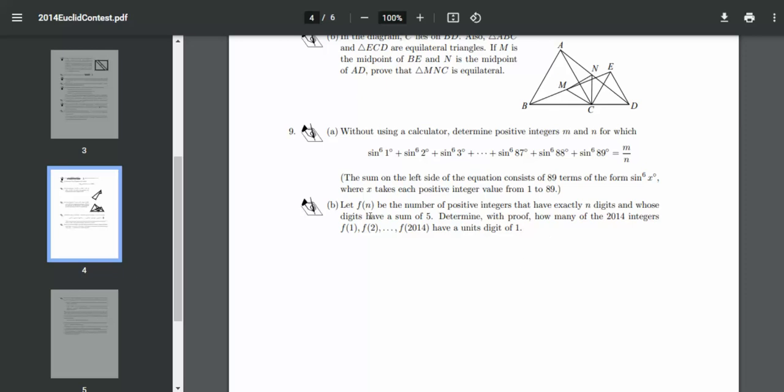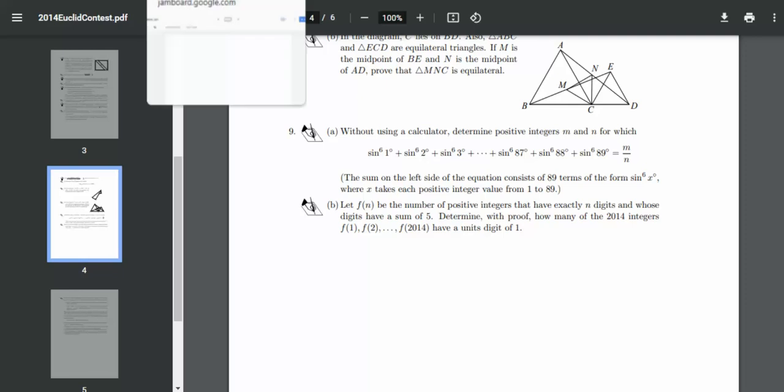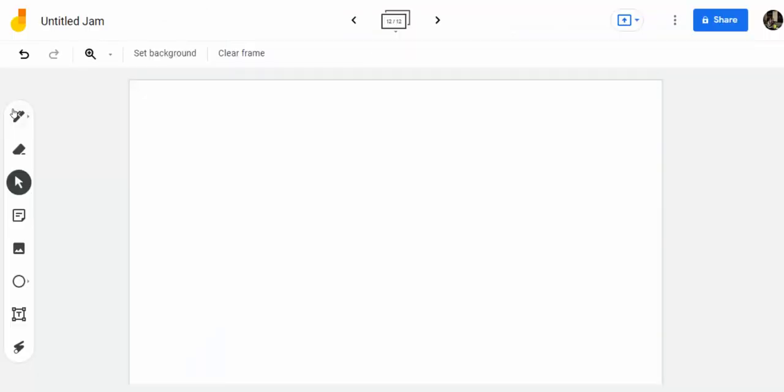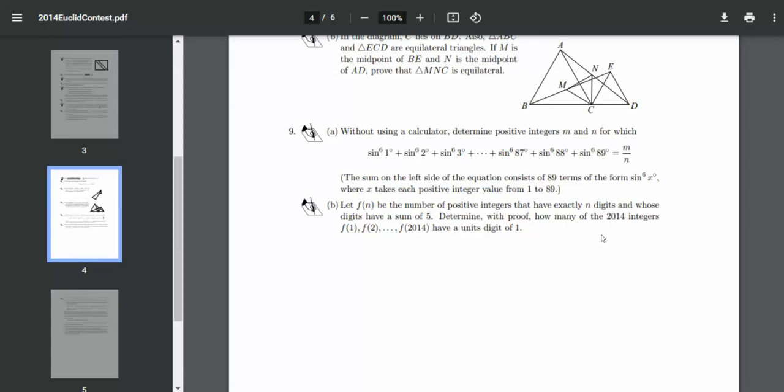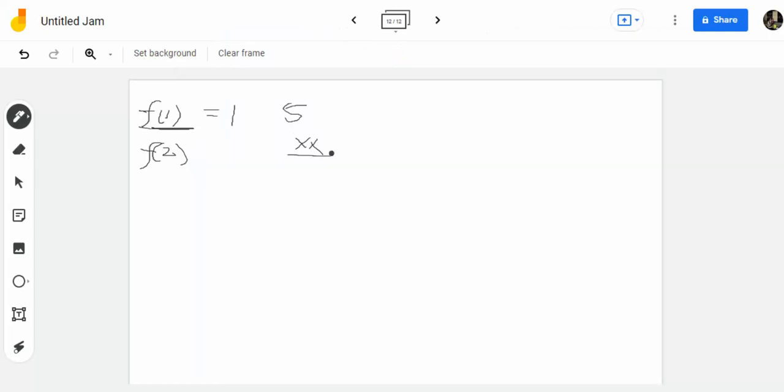So first of all, we have no idea what's going on here, right? We're going to try first. What does that mean? So let's say f1. What does f1 mean? f1 means one digit, and the digit sum is 5. So f1 is just 5, only 5 would be there, right? That's f1. f2, this time we allow exactly 2 digits. The sum equal to 5 would be what?